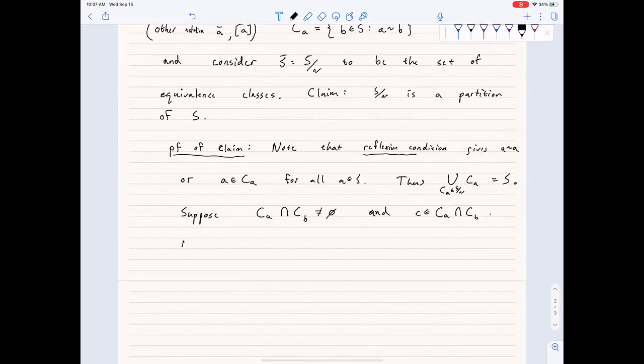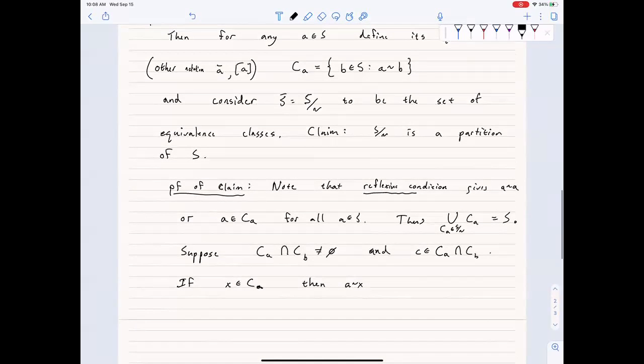Now, let's say X is an element of C_A, going with X and Y just for fun. Then X is equivalent to A. This is by definition. So how do I define C_A? It's the set of all elements B such that A is equivalent to B. So if X is in here, by definition, A is equivalent to X.